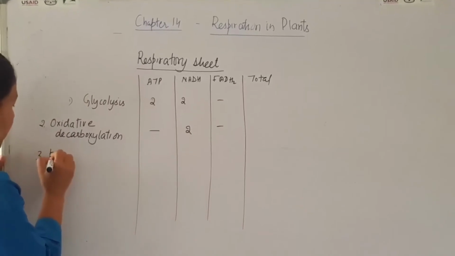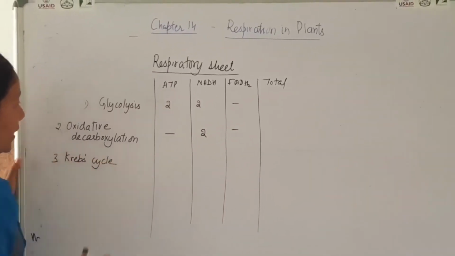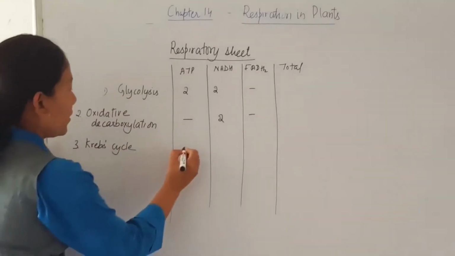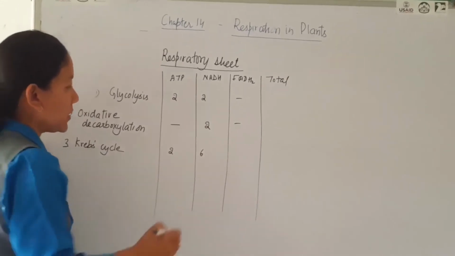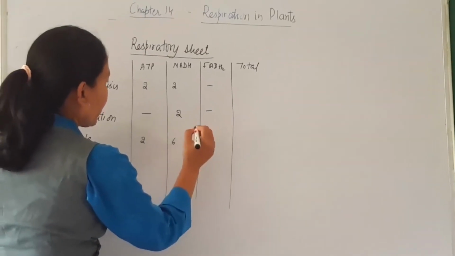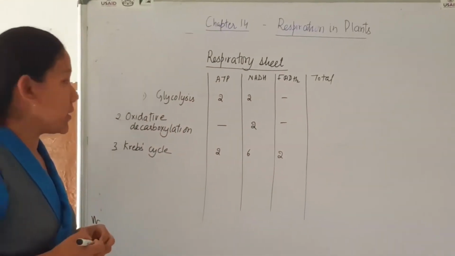Third one is Krebs cycle. And during Krebs cycle, there are 2 ATP synthesized, there are 6 NADH synthesized, and there is 2 FADH2 synthesized.